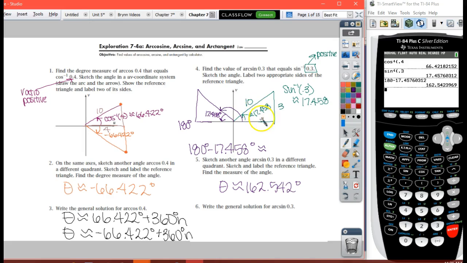And so those are the two locations where the sine would have a ratio of 0.3. Again, my calculator only gives me one answer, so then we have to use what we know to find the second. So my general solutions, theta will equal 17.458 degrees, and we could add and subtract multiples of 360 to get more. Theta will also equal 162.542 degrees, add multiples of 360 to get more.